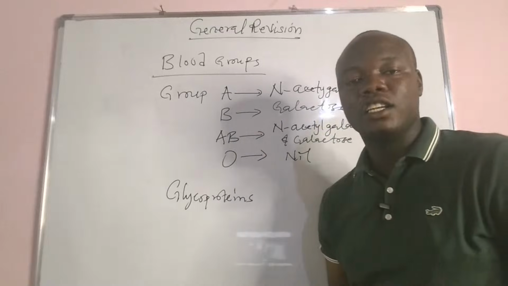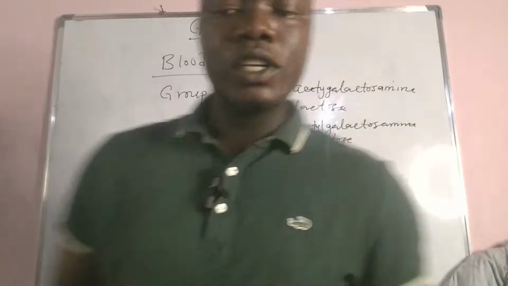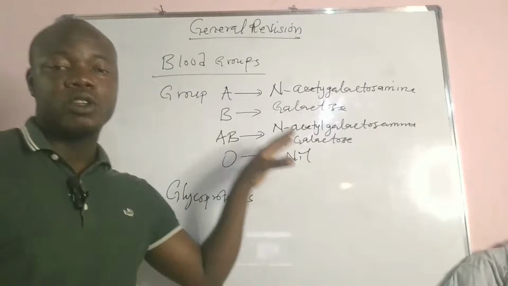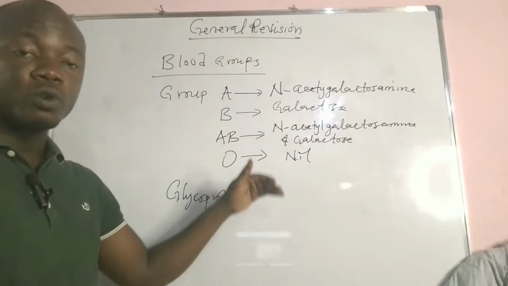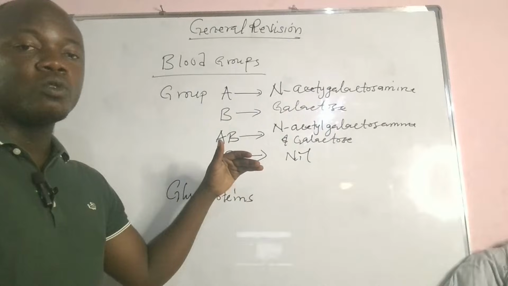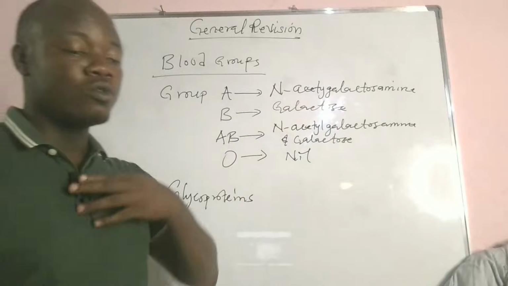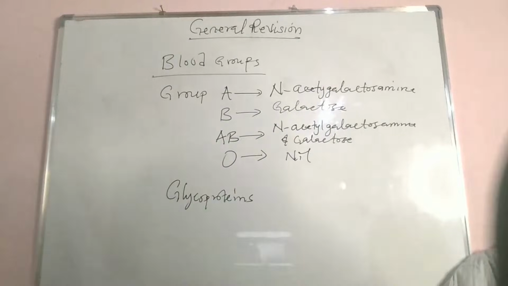So, ladies and gentlemen, you are all correct. So, these are actually the sugars that are found on the surface of blood group. And we have blood group A. So, for blood group A, please, I'm coming in 1 minute.